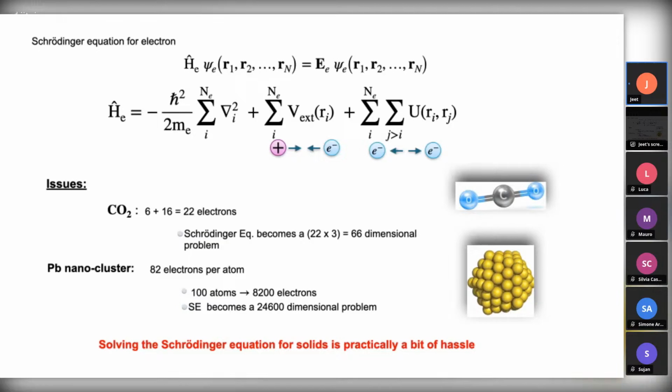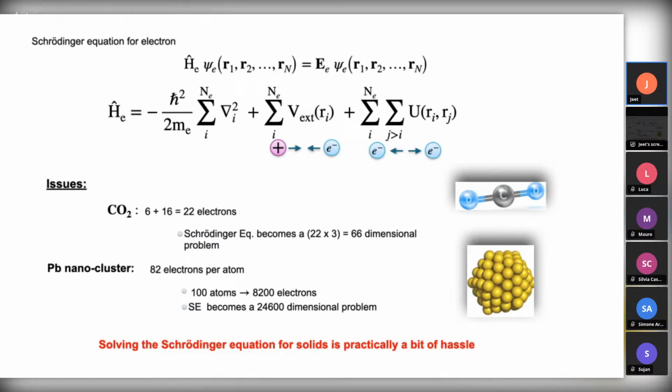Let's take a look at some issues. If you consider carbon dioxide as a small case, we have 22 electrons, and 22 electrons make a 66 dimensional problem. So it's very hard already. When you go to a more complicated system like a nanocluster of lead, the problem escalates a lot. Each atom has 82 electrons, and say a nanocluster has 100 atoms. That's 8,200 electrons, and the Schrodinger equation becomes a 24,600 dimensional problem. So solving the Schrodinger equation for solids is practically a hassle.